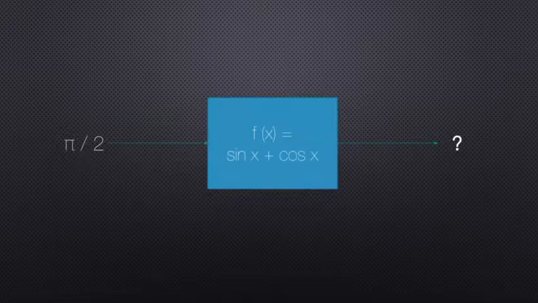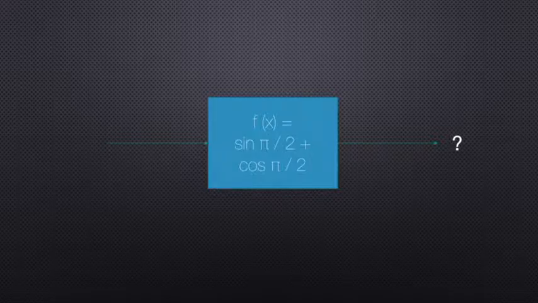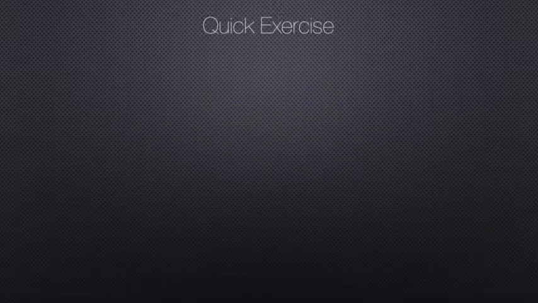Now, to take one more example, consider the following function. f of x is equal to sine x plus cos x. What would be the value of this function at pi by 2? Why don't you take a second and pause this video and work this out before getting the answer. Right, so when pi by 2 goes in, we see that f of x is equal to sine pi by 2 plus cos pi by 2. Sine pi by 2 is equal to 1, cos pi by 2 is equal to 0, and f of x is equal to 1.